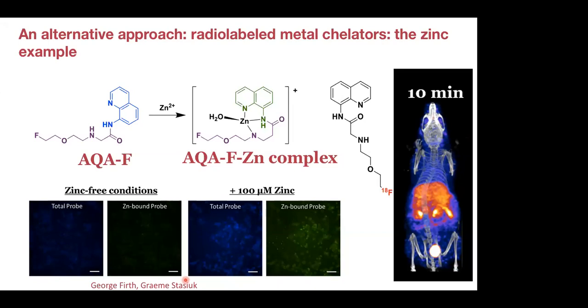Here's an alternative method for measuring metals in tissues. Instead of using the radioactive metal itself, in principle, it might be possible to use a radio-labeled chelating agent for the metal. And this is again work by George Firth and Graham Stasiuk, colleagues in our department, although this work was done before they came to King's at University of Hull. They've got a chelator which binds selectively to zinc and is fluorescent, and its fluorescence changes when it binds zinc, and also its solubility changes when it binds zinc.